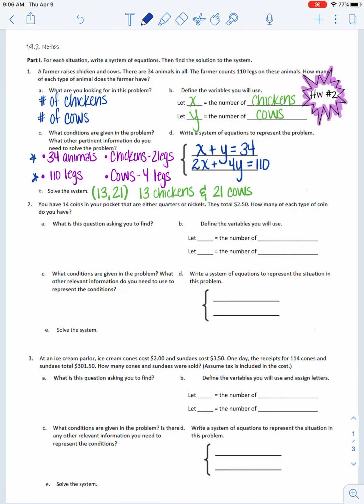Let's move on to the next one. You have 14 coins in your pocket that are either quarters or dimes. They total $2.50. How many of each type of coin do you have? What are you being asked to find? You're being asked to find the number of quarters and the number of nickels.